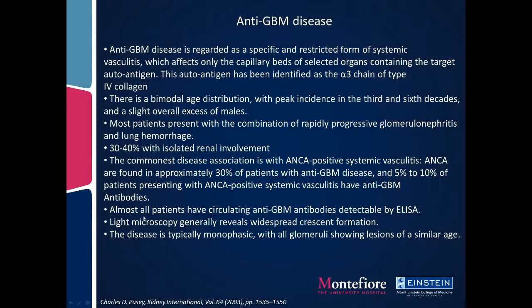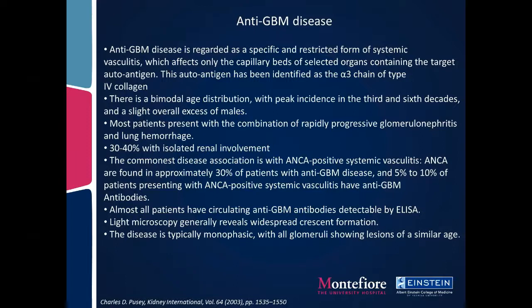In patients with anti-GBM, almost all patients have circulating anti-GBM antibodies detected by ELISA. The light microscopy we talked about generally reveals widespread crescent formation. Anti-GBM is such a severe inflammatory disease that most patients present to the hospital and you do a biopsy, and either the disease is severe enough that it leads to end-stage renal disease, or the disease is treated and it does not usually undergo periods of relapse once a remission is achieved. So when you do a biopsy, the disease is typically monophasic. All the glomeruli show lesions of a similar age as far as pathology goes.